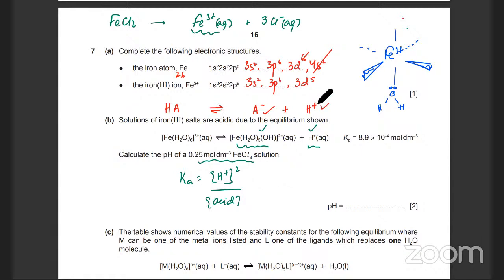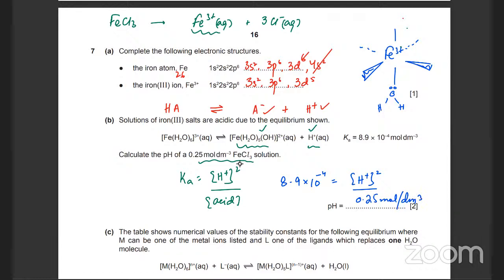The reason H plus is squared is that the H plus concentration and the A minus concentration are exactly the same. So instead of writing both in the numerator, you can write H plus squared. We know that the value of Ka is 8.9. Is this clear? Ethan, Mohammed, is this clear? Yes, sir. So it's going to be H plus squared divided by the acid concentration, which is 0.25 mole per dm cube.